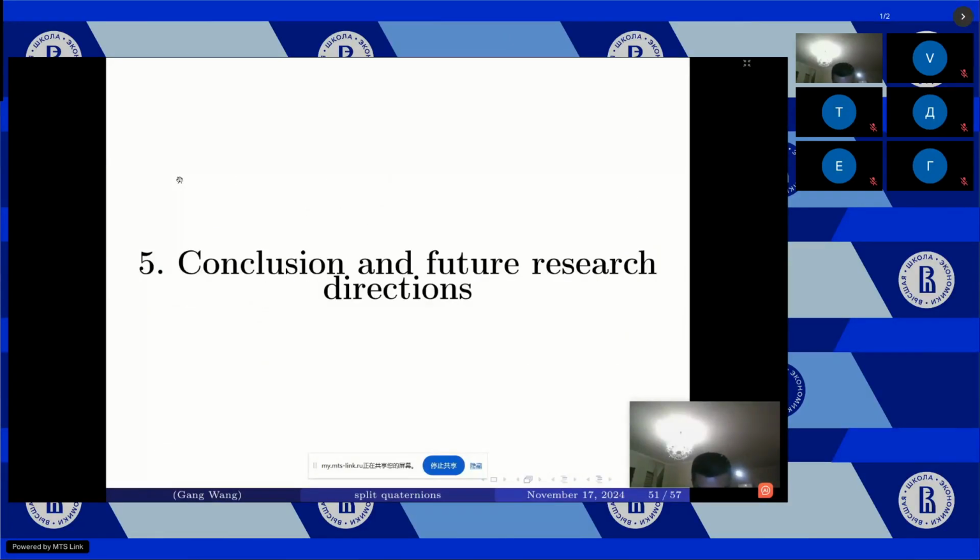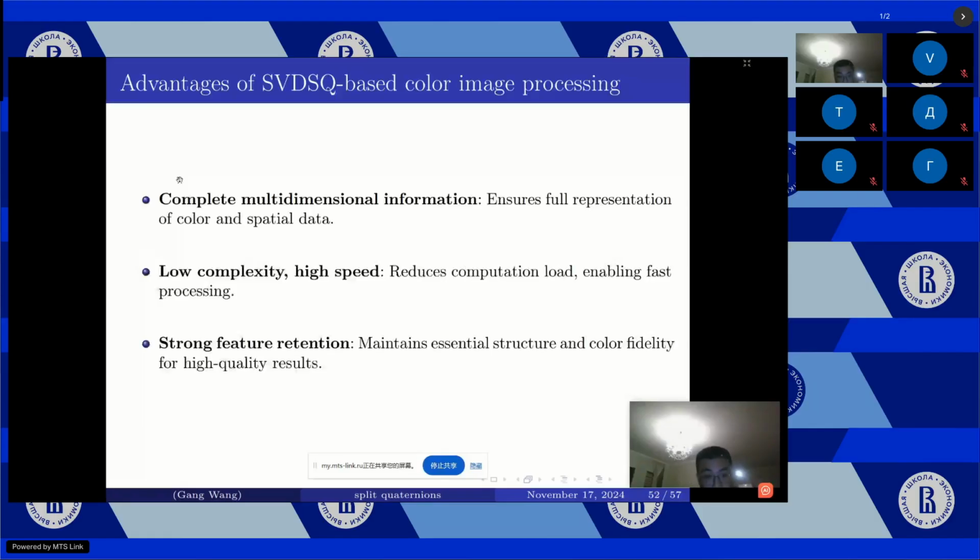In conclusion, we summarize the key points discussed in this course regarding the advantages, the disadvantages, and future research directions of SVD based on split quaternion matrices.